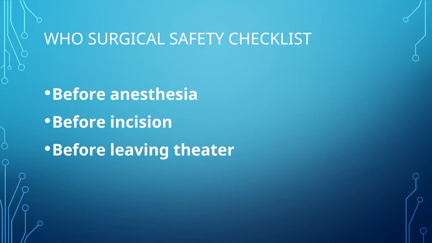Using the World Health Organization surgical safety checklist improves outcomes. Before anesthesia: identity, site, consent, allergies, airway, blood loss, and confirm equipment is ready. Before incision: team introduction, correct patient, procedure, and site, antibiotics, critical concerns. Before leaving the OR: counts, specimen labeling, equipment check, recovery plan.